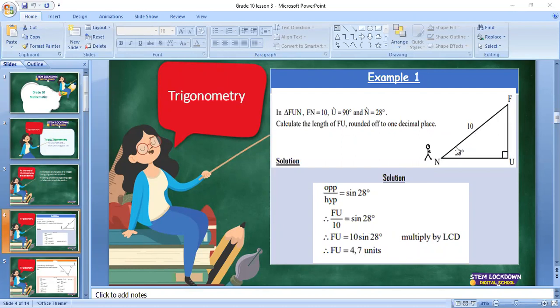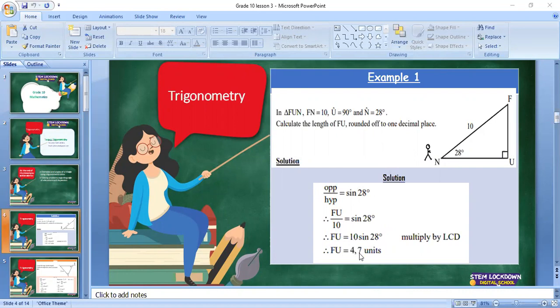So we're going to say sine 28 equals opposite over hypotenuse. So sine 28 equals opposite FU over the hypotenuse 10. So sine 28 equals FU over 10. Then you cross multiply now. It's 10 times sine 28. That gives you 10 sine 28. So you punch this in your calculator.